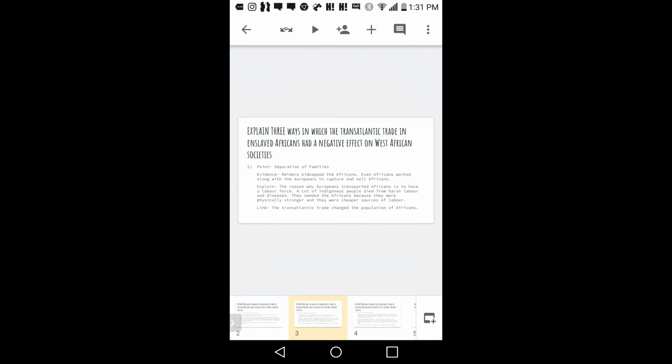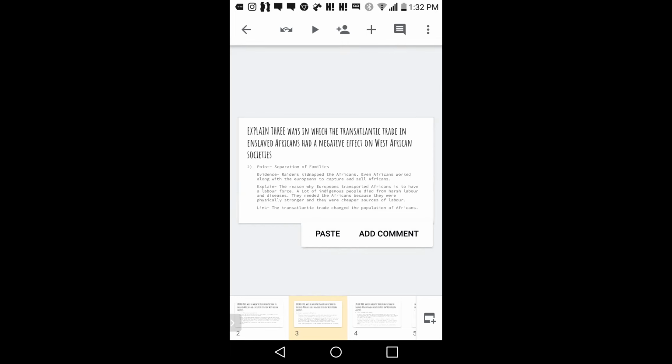Explain. The reason why Europeans transported Africans is to have a labor force. A lot of indigenous people died from harsh labor and diseases, and they needed Africans because they were physically stronger and they were cheaper sources of labor. Link. The transatlantic trade changed the population of Africans.